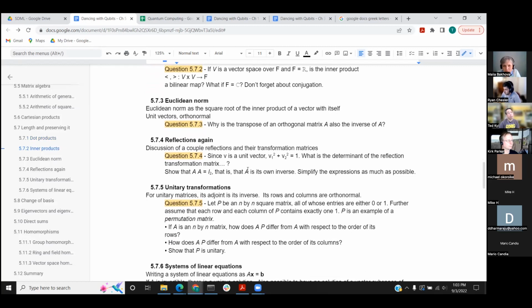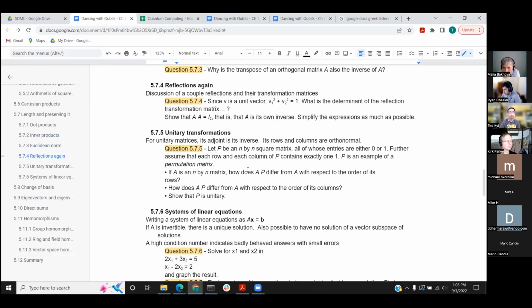Let's see here. It talks about reflections. I think this is meant to just be an example. They have this reflection matrix, and if you multiply it by itself, you end up getting I, the two-dimensional identity. So A is its own inverse. Not sure if there's much there. Any comments before I move on?